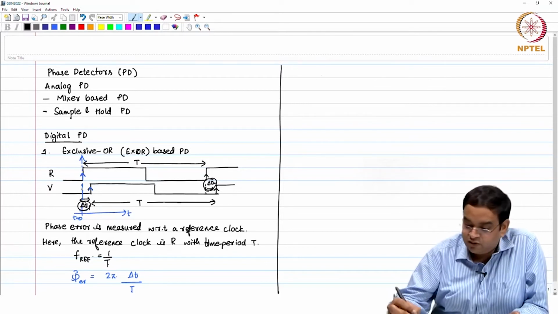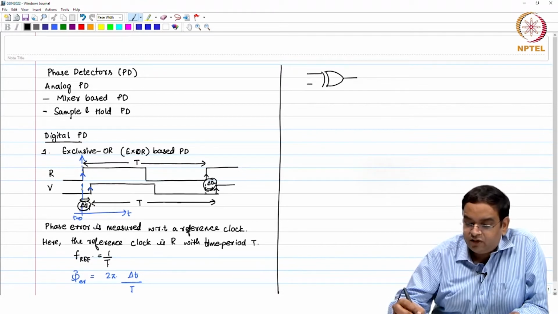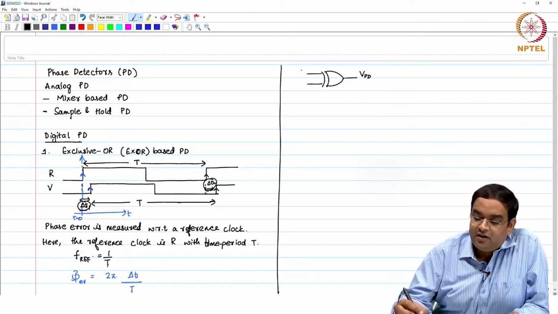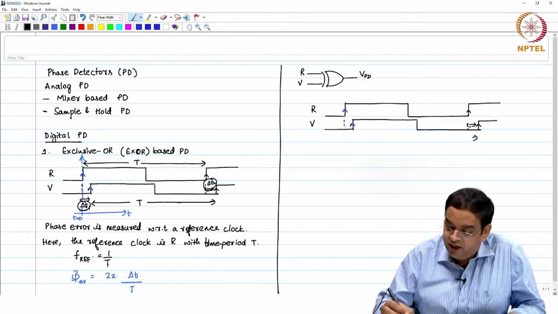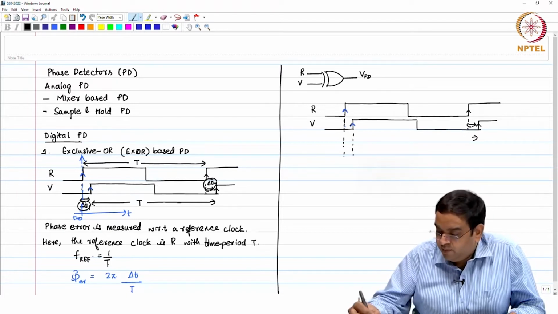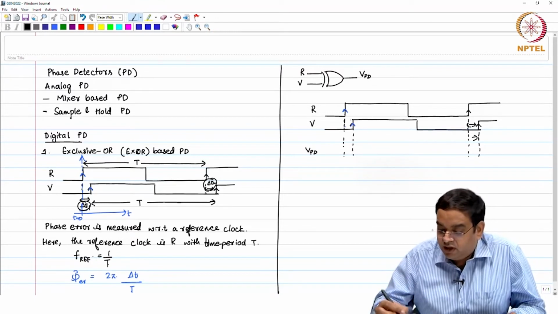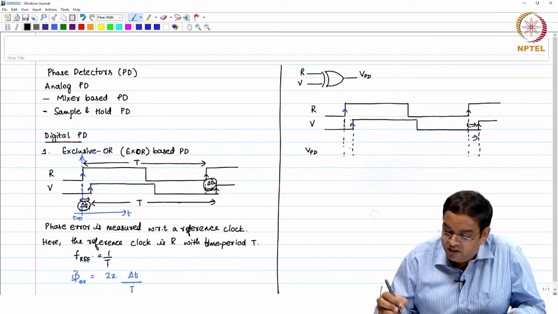Now, what is this exclusive OR gate? You have an XOR gate, it is as simple as that, and the output of the XOR gate is the output of the phase error detector, VPD. The inputs are R and V. You will remember how simple it is. At both the rising edges, we are going to see VPD like this. When one is logic high and the other is logic low, your output logic will be high here.